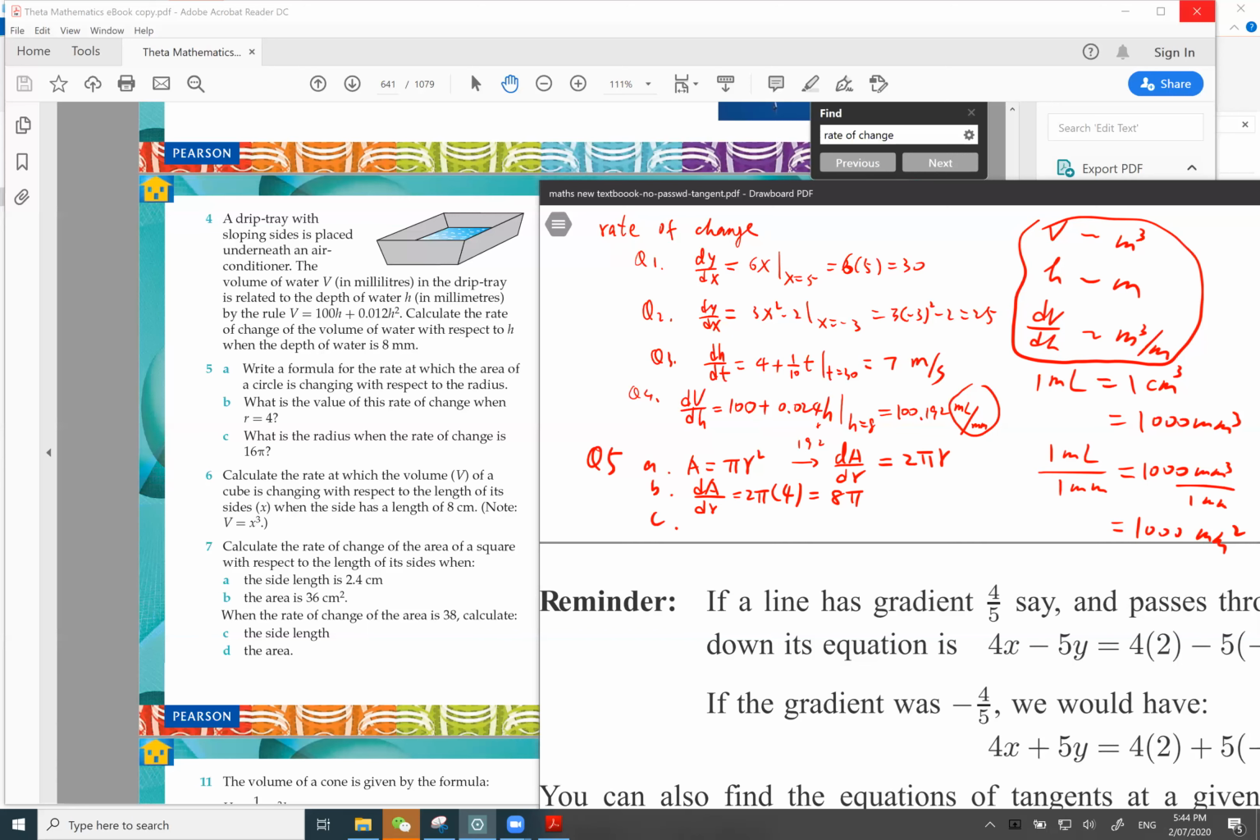Very good. See, the rate of change equals 16 pi, r equals 8. Very good. This question still has no unit. You just say 8 units. Okay. Very good, Carl.